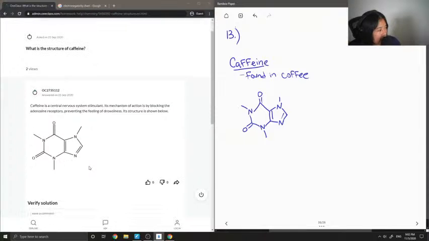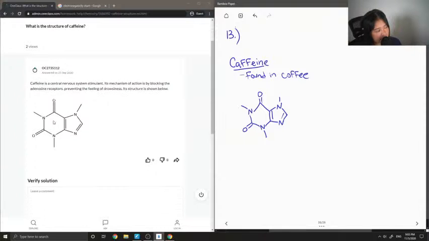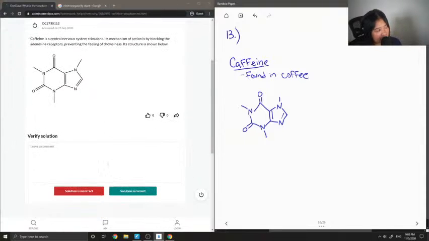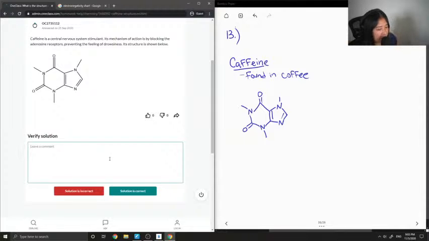Let's see what our junior tutor said. Caffeine is a central nervous system stimulant. Its mechanism of action is by blocking the adenosine receptors, preventing the feeling of drowsiness. Its structure is shown below. That was a great explanation, so I'm just going to say that.